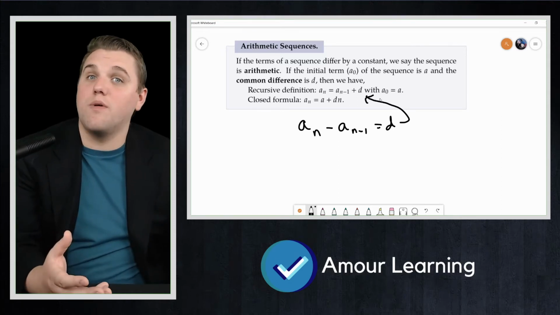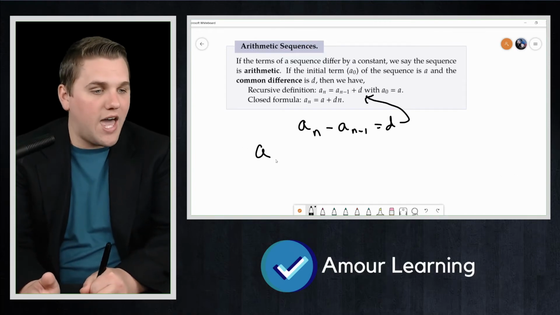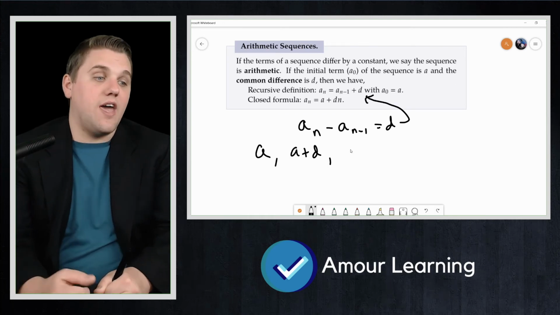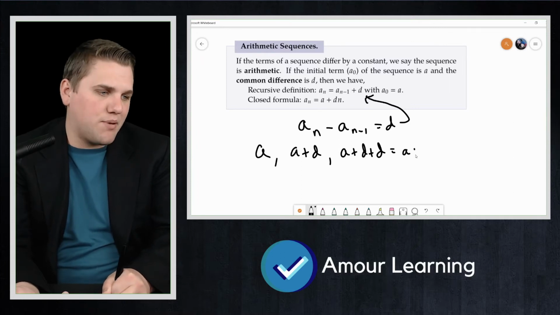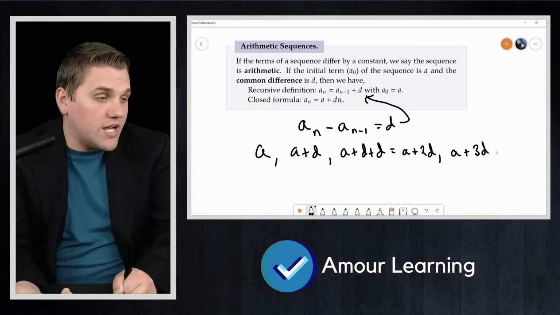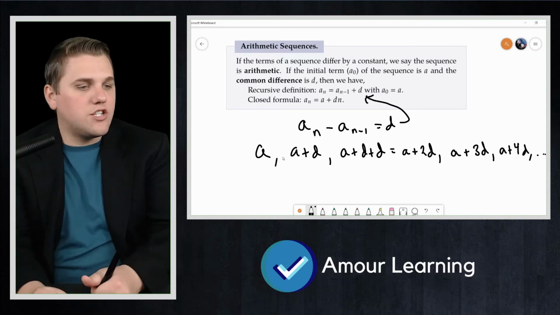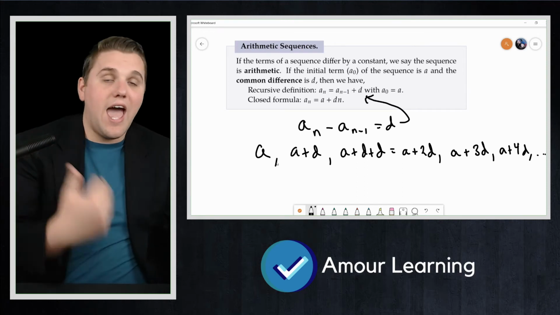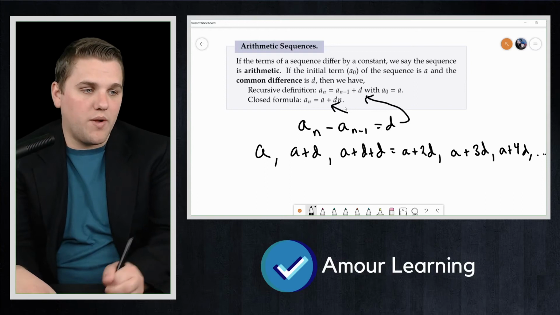To find the closed formula, first let's write out the sequence in general. So in this sequence, we start with a, and then we have a plus d. And then our next term is a plus d plus d, which is just a plus 2 times d. And the next one would be a plus 3 times d, and then a plus 4 times d, and so forth. And so for that reason, the closed formula is a plus n times d, which is exactly a plus d times n, which is where we get this closed formula.